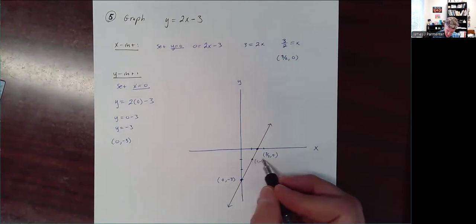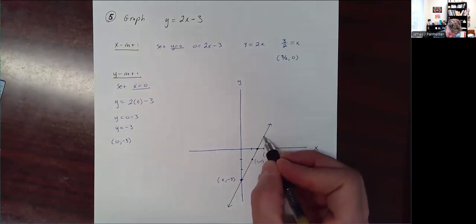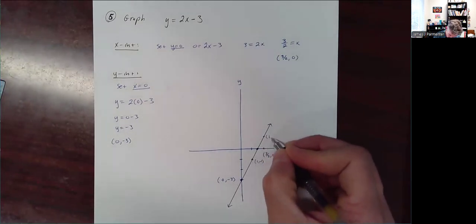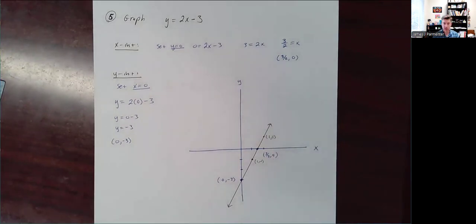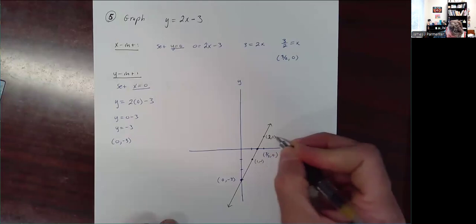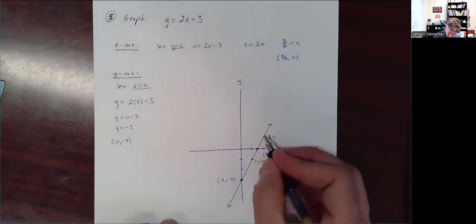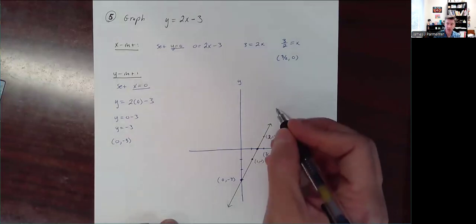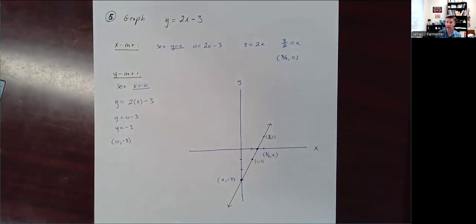And if I did that again, over 1 and up 2, this point here would be the point positive 2, comma 1. Right? X increases by 1, y increases by 2. X increases by 1, y increases by 2. So the slope is just how much y increases for every 1 unit that x increases.